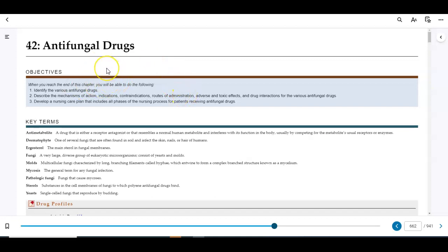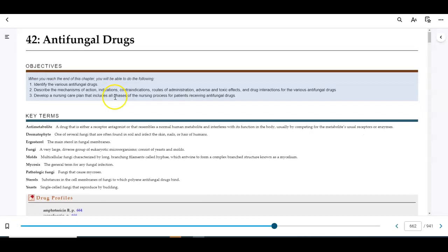Hi guys, for chapter 42, this is the one that I will have two questions on the test, so we'll kind of drill down to those. But if you look at our objectives here, we're looking at those antifungal drugs, some of the things that we always look at, how they work, when we use them, contraindications, etc., and then the nursing care plan for these drugs.